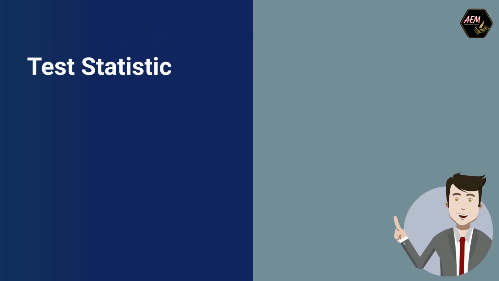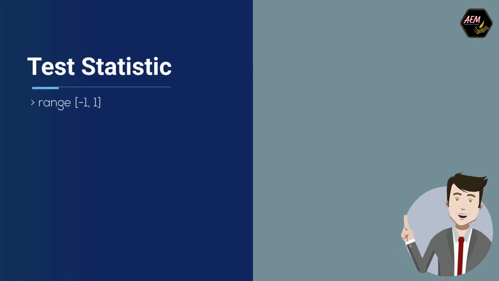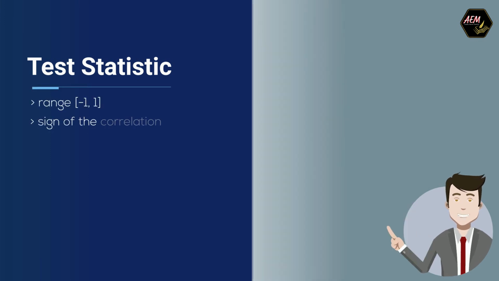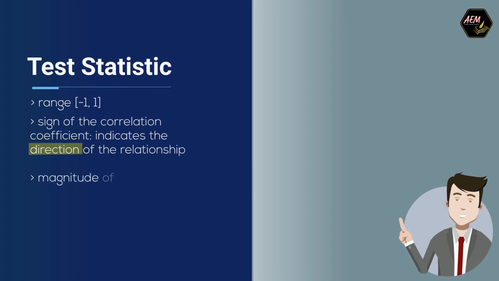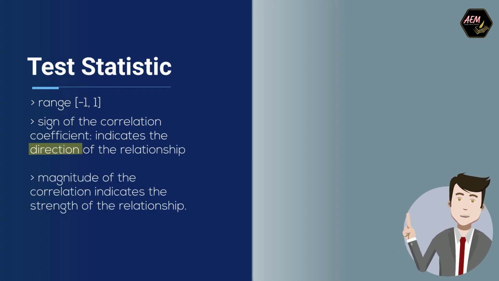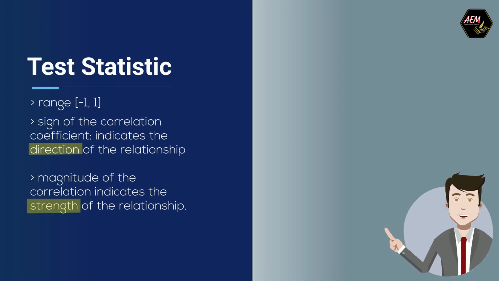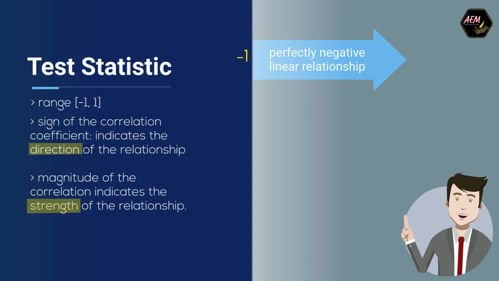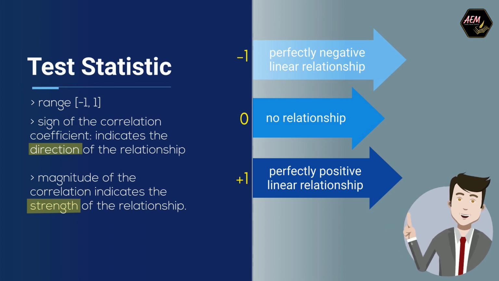Correlation can take on any value in the range -1 to 1. The sign of the correlation coefficient indicates the direction of the relationship, while the magnitude of the correlation, in other words, how close it is to -1 or +1, indicates the strength of the relationship. -1, perfectly negative linear relationship. 0, no relationship. +1, perfectly positive linear relationship.